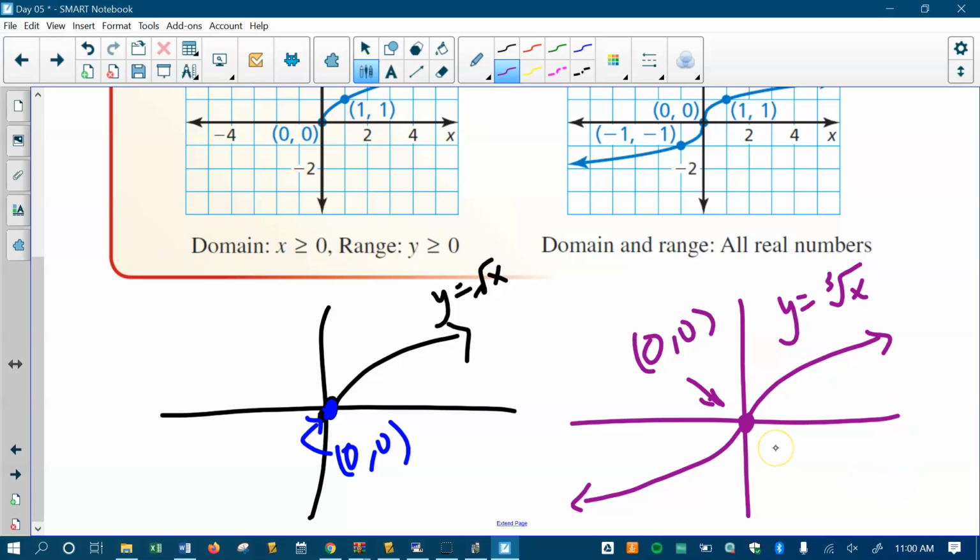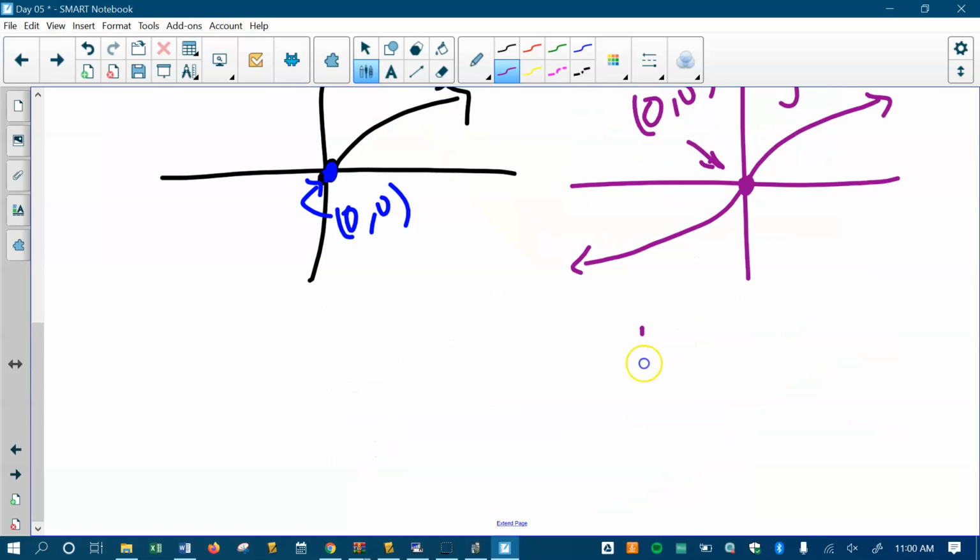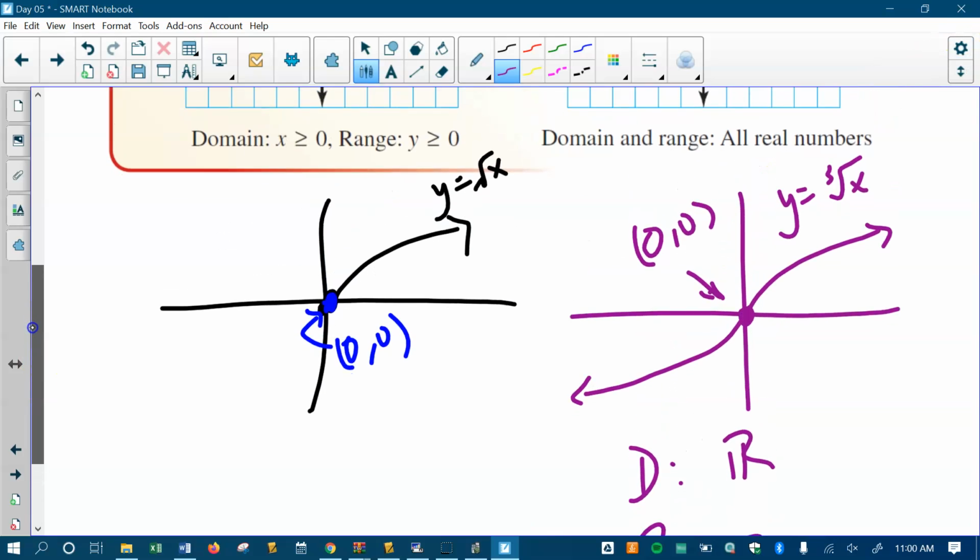Okay, the domain for the purple graph is all real numbers. The range is going to also be all reals because there's no limit. This graph keeps having y values that go down. Same with the y values on the right, the y values keep going up. There is no interruption in the graph at all.